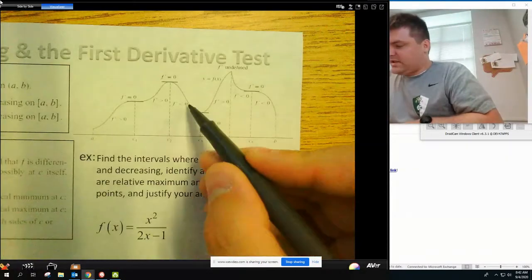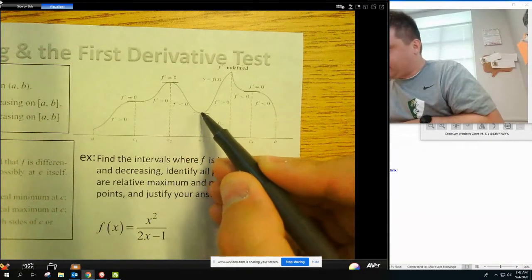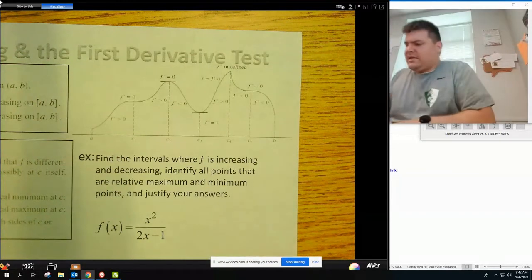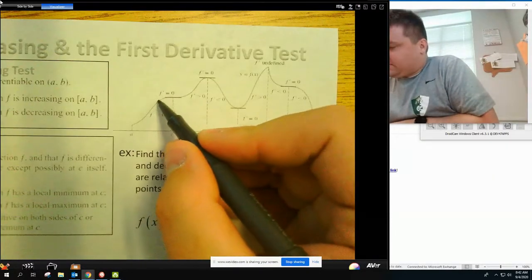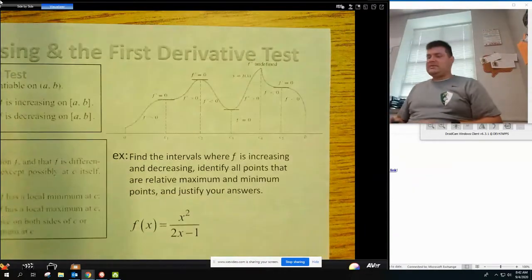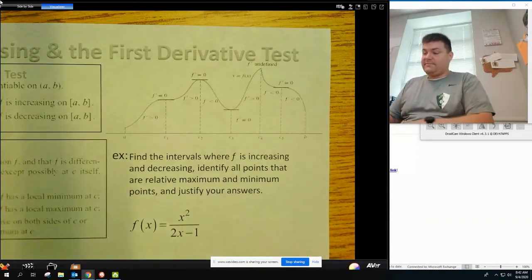And let's look at this one right here. We're negative, negative, negative, and it changes to positive, positive, positive. That's going to be our local minimum. And here's the instance where it doesn't change. It's increasing, it is 0, but then it's increasing again. That doesn't tell us anything. So there is no actual extrema there.